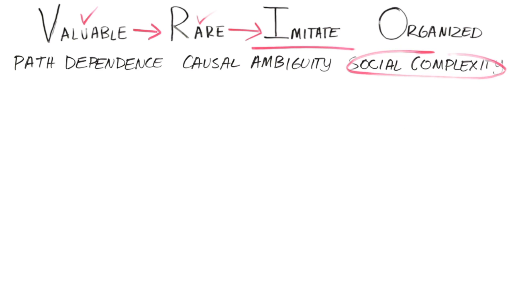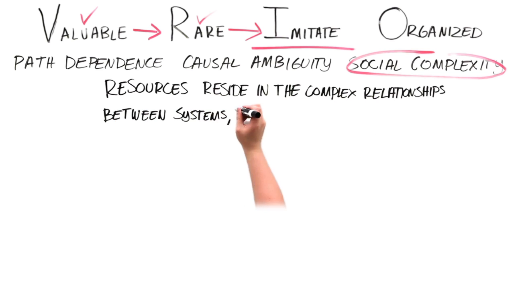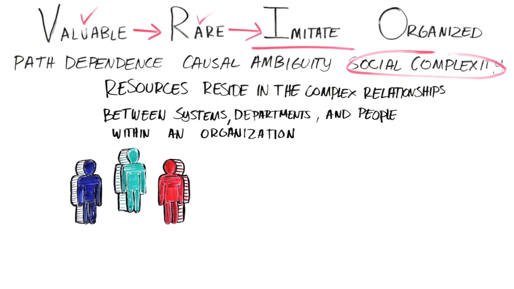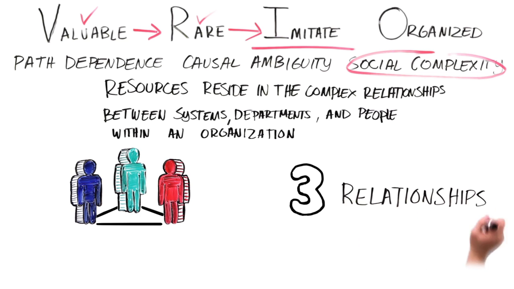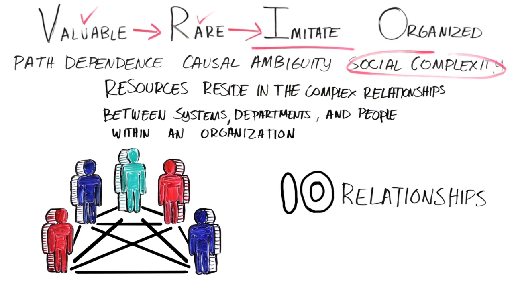Third, social complexity describes the problem that many resources reside in the complex relationships between systems, departments, and people within an organization. You may have to replicate these many social relationships to recreate the value. Think, for example, about a 3-person team. There are exactly 3 relationships in this team. If you add a 4th person, then you now have 6 relationships. If you add a 5th, then you now have 10 relationships. Can you imagine trying to exactly replicate 10 unique relationships? If the resource resides in relationships, then imitation may be impossible.